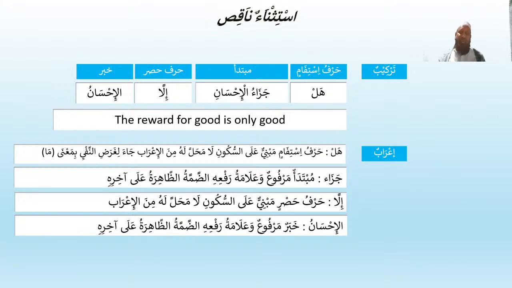Okay, there are so many examples in the Quran, and we don't have enough time to go through all of them. Another one is هل ينظرون إلا ساعة. Another one, هل يظنون ظنونا. There are so many examples in the Quran of what we are doing: istisna naqis and the النفي الضمني.